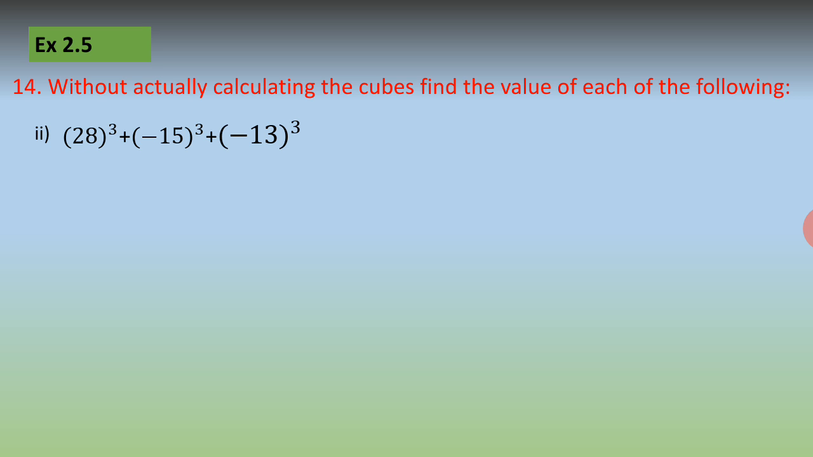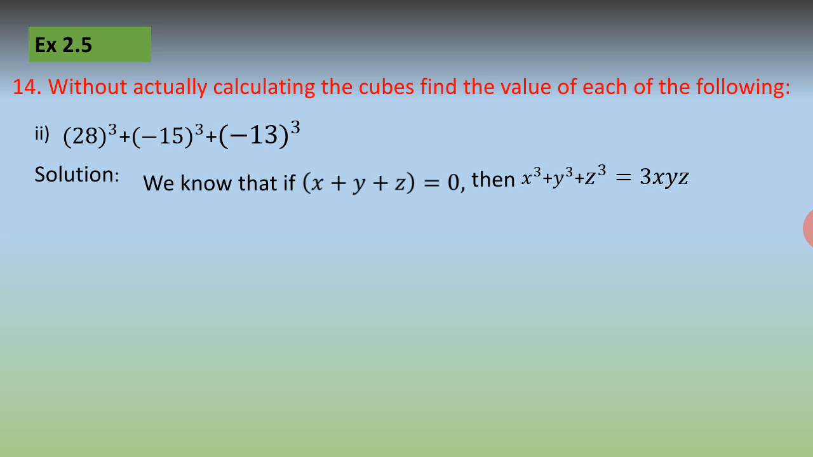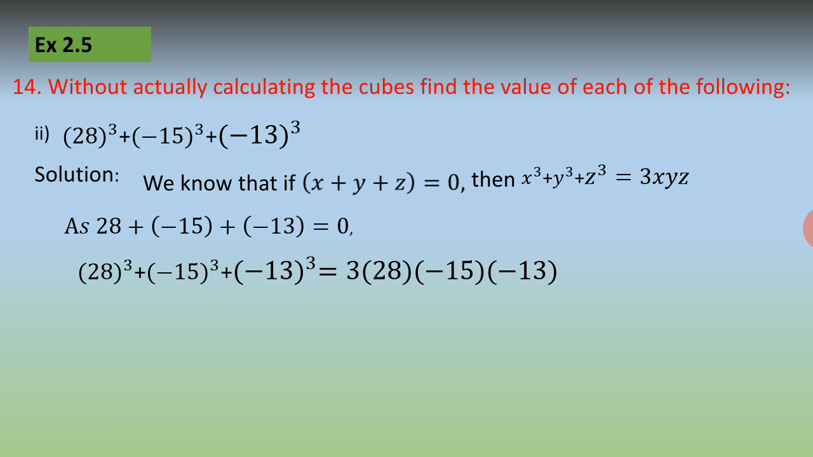This is 28 cube plus minus 15 cube plus minus 13 cube. Again the same thing, if x plus y plus z equal to 0, then the sum of the cubes will be 3 times xyz. So let's check it out. 28 plus minus 15 plus minus 13 is, yes, 0. So we can proceed with this fact. It will be 3 times 28 into minus 15 into minus 13. And you quickly get the answer as minus 16380.